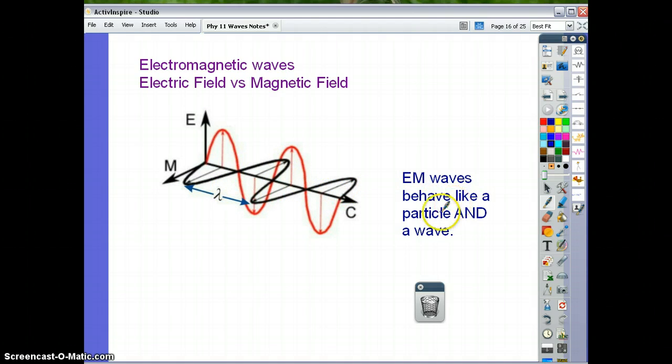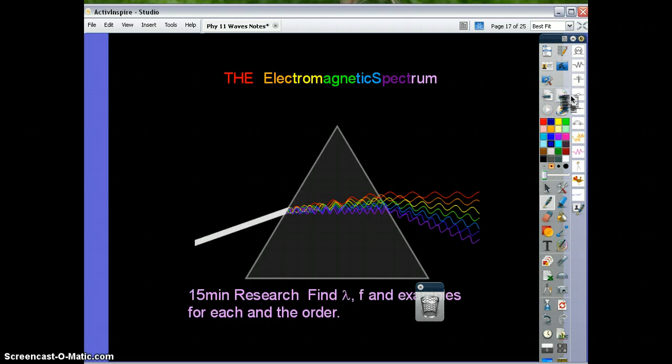Electromagnetic waves behave like a particle and a wave both. We call this the wave-particle duality. So let's talk about the electromagnetic spectrum for a minute. In class, I'd have you research this, but I'm just going to start telling you some things.